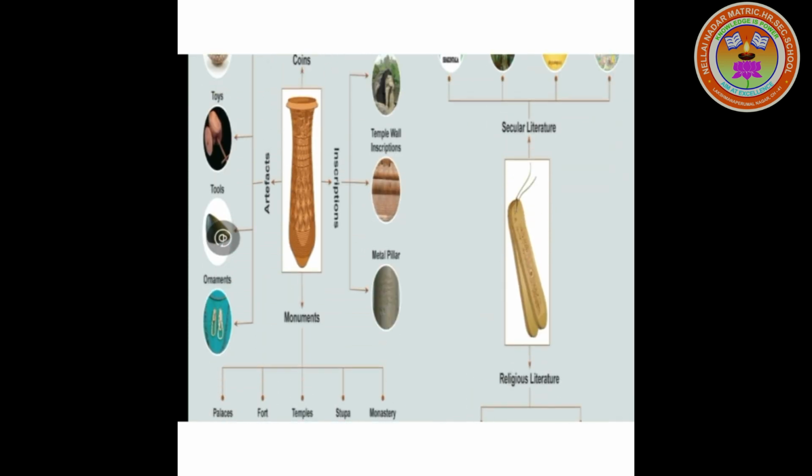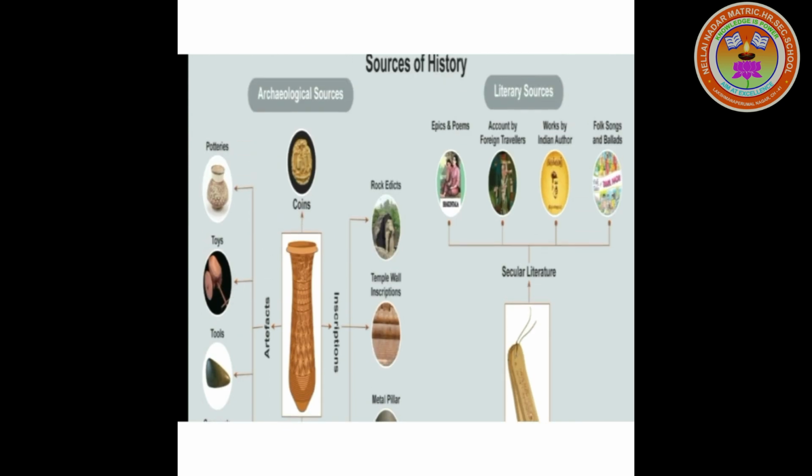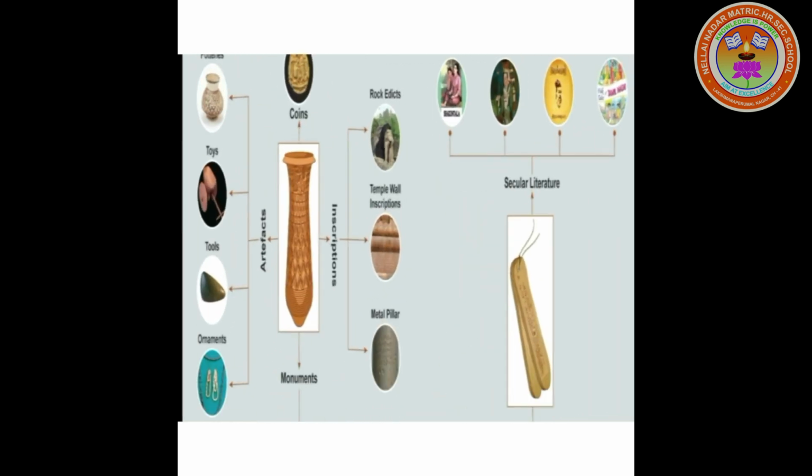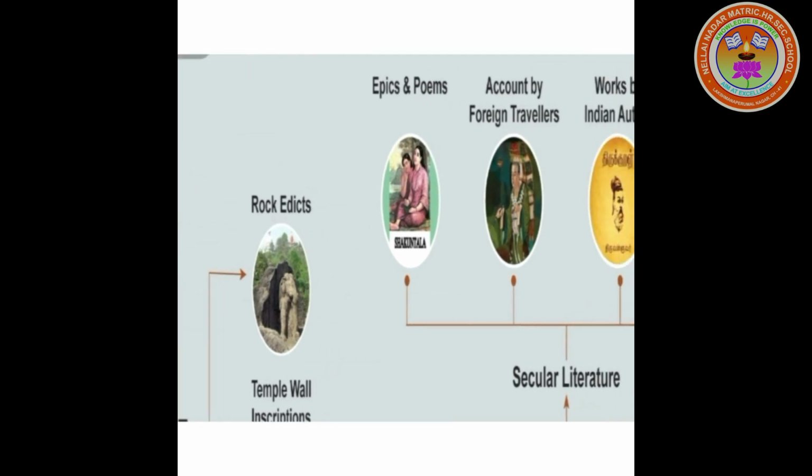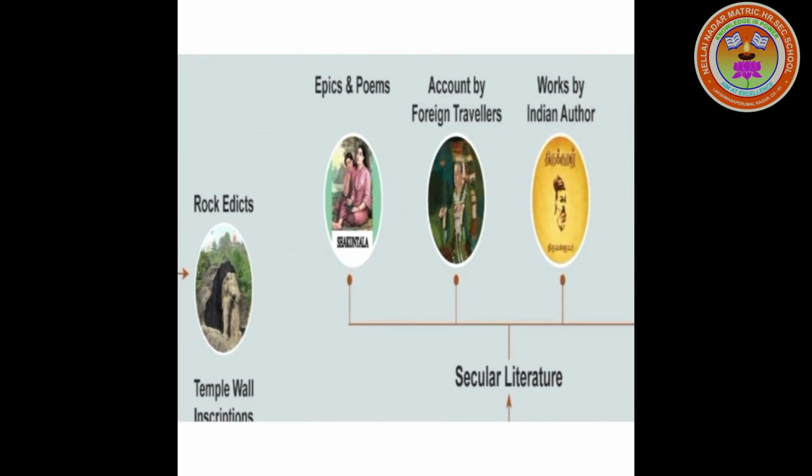Very good. First, let us learn what is secular literature. Literature that is not connected with religion is called secular literature. What is secular literature, children? Literature that is not connected with religion. Very good. Secular literature includes epics and poems like Shakuntala, accounts by foreign travelers like Vasco da Gama, Fa-Hien, Marco Polo, works by Indian authors like Thirukkural by Thiruvalluvar, folk songs and ballads.